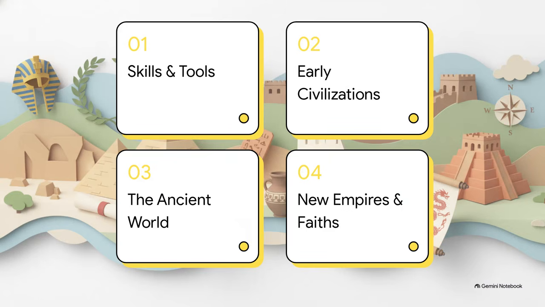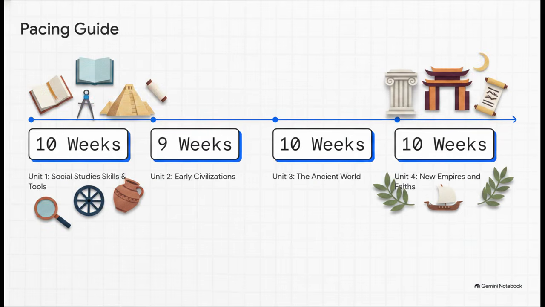So, here is our grand agenda for the year. We're breaking your upcoming studies down into 4 main units: social studies skills and tools, early civilizations, the ancient world, and finally, new empires and faiths. Now, if you're wondering how this all fits into your 39-week school year, it's perfectly balanced. You'll spend 10 weeks mastering the basics in Unit 1, 9 weeks exploring the very first societies in Unit 2, and then 10 solid weeks each on Units 3 and 4. This pacing is a real game changer because it gives you exactly enough time to thoroughly explore every major historical era without ever feeling rushed. We can really dig into the fascinating details of these cultures.